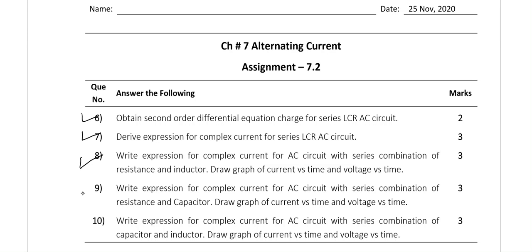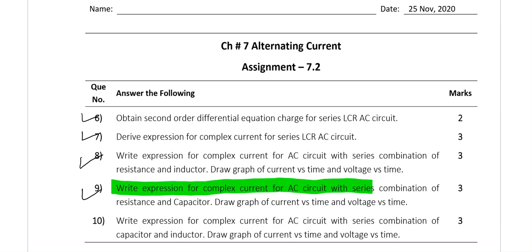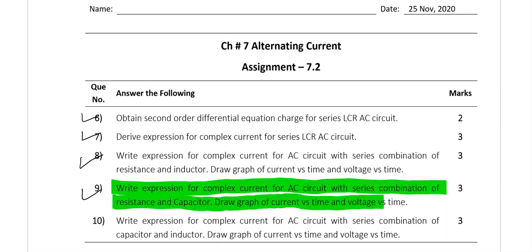Today again we will be considering only two components, R and C, when they are connected in series with some source of alternating voltage. How current varies, what is the nature of current, we'll check that, and we'll plot a graph of current versus time and voltage versus time. The question is, write the expression for complex current for an AC circuit with series combination of resistance and capacitor. Draw the graph of current versus time and voltage versus time.